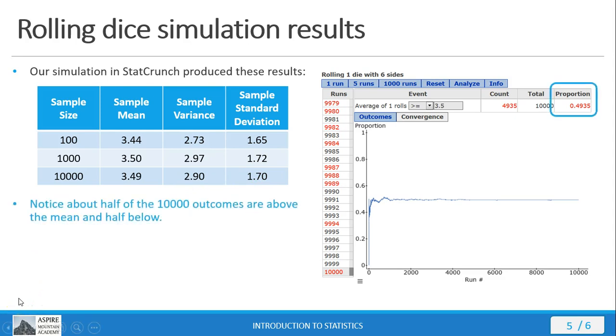Again, notice about half of the outcomes that we get when we run 10,000 outcomes are above the mean, and about half of them are below. It's not exactly 50%, but it's in the neighborhood, and this is what we would expect to see.